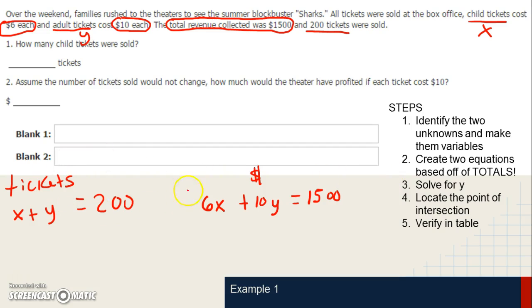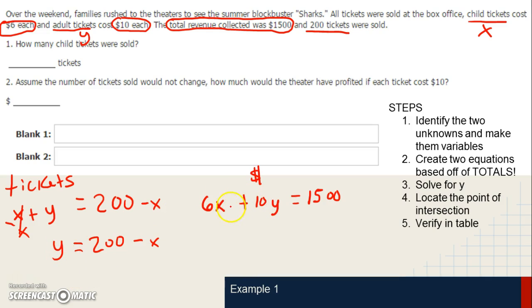We're going to use a calculator to help us graph this. So all we need to do is solve for y. So here I need to use inverse operations to eliminate the x term on the left side. Those are gone. Now we have y. Since it's positive, we don't have to do anything else. 200 minus x, we can go ahead and leave it in this form because all we need is y equals.